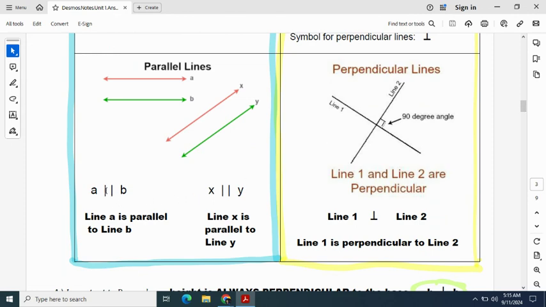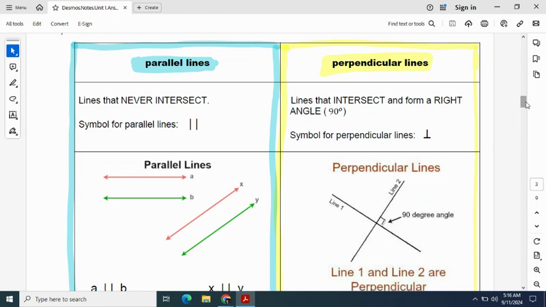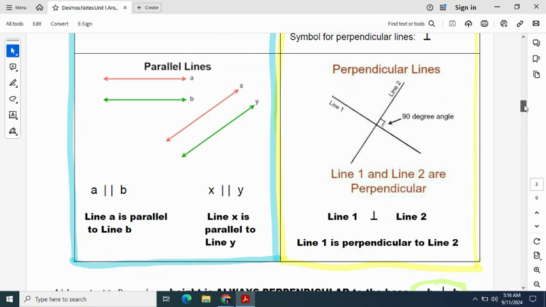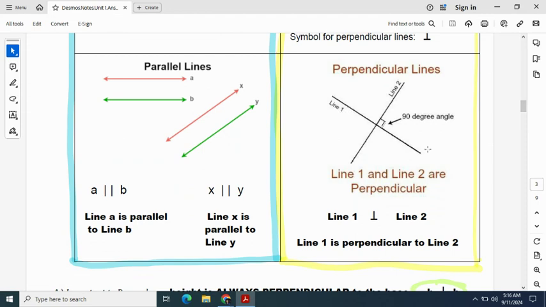So here I'm using the symbol. Line A is parallel to line B. Line X is parallel to line Y. That's what parallel is. Perpendicular is when lines intersect and form a right angle. A right angle is 90 degrees, and the symbol for perpendicular lines looks like an upside down T. So let's look at this example. Remember, they have to form a 90-degree angle. So here are line 1 and line 2. They form a right angle. That means that line 1 and 2 are perpendicular, so line 1 is perpendicular to line 2.